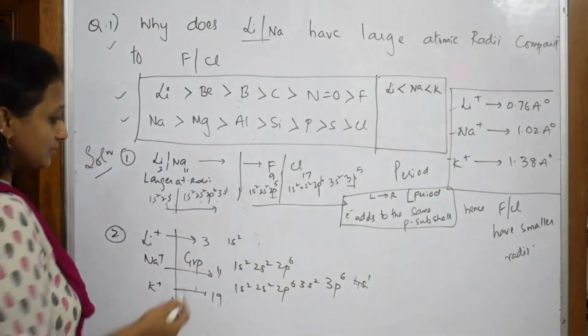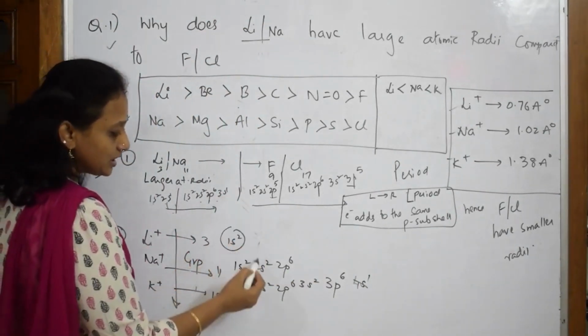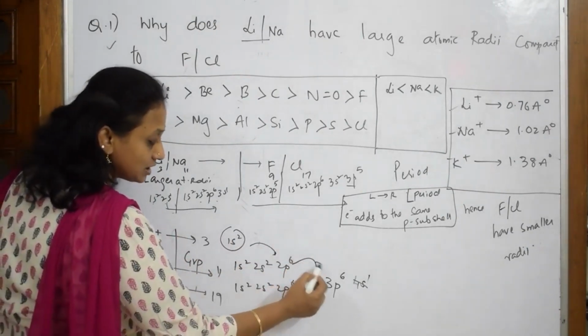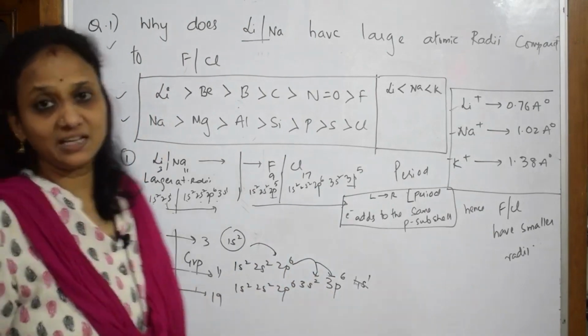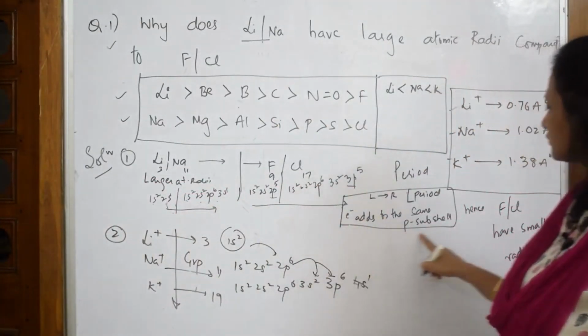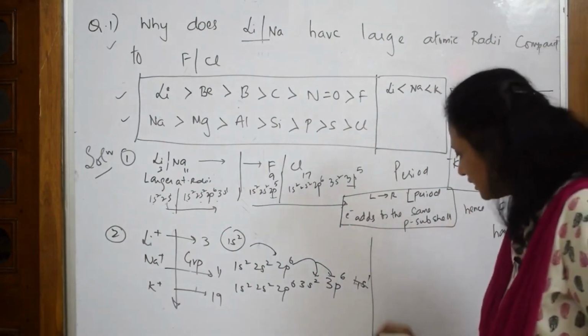Now what are you observing? This is 1s. When you are going down the group, 2p is getting added. When you are going down the group, 3s and 3p are also getting added. Is it not expanding in number of shells? That is your answer. So in a period, the electron adds to the same subshell. Next, in a group, what happens?